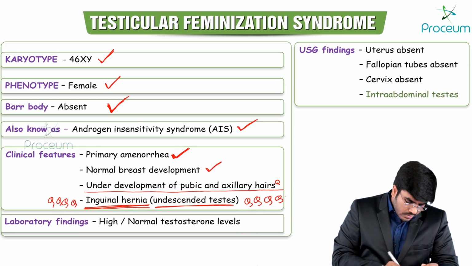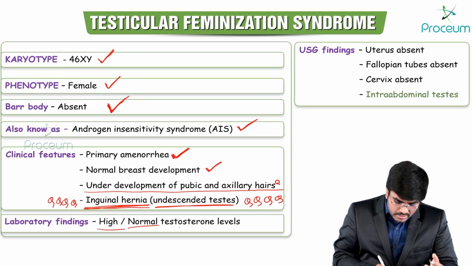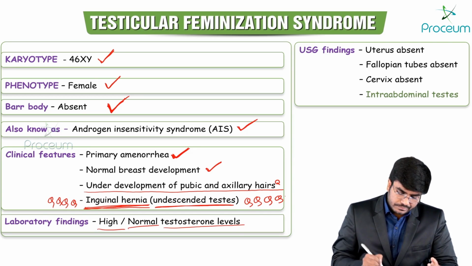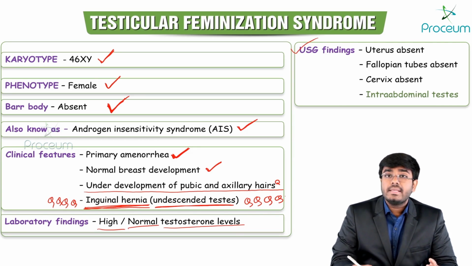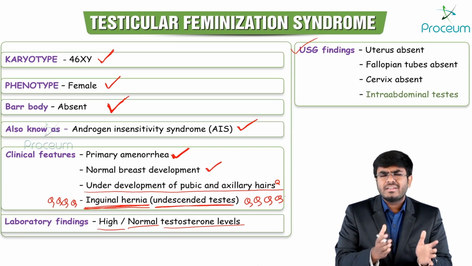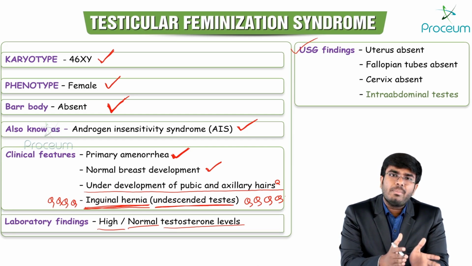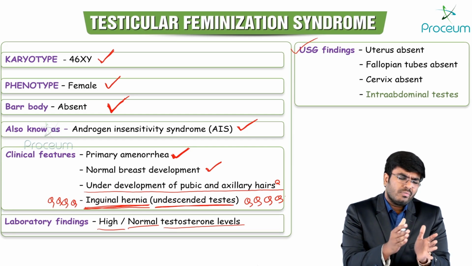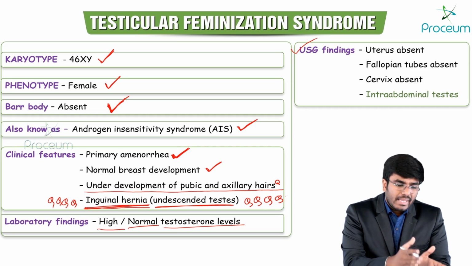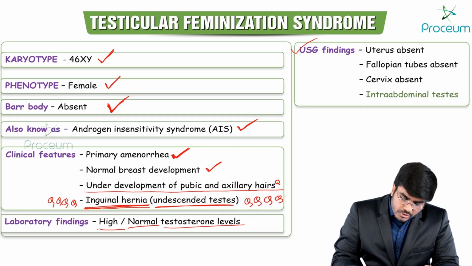Okay. So what are the laboratory findings, guys? Laboratory findings may show high to normal levels of testosterone. What are the ultrasonographic findings? If you do ultrasonography in this female who is actually male, I am repeating, every time it's genetically a male but looking like a female, so we are not sure whether to call this a male or a female. Now, ultrasonographic findings show absence of uterus, absence of fallopian tubes and cervix.